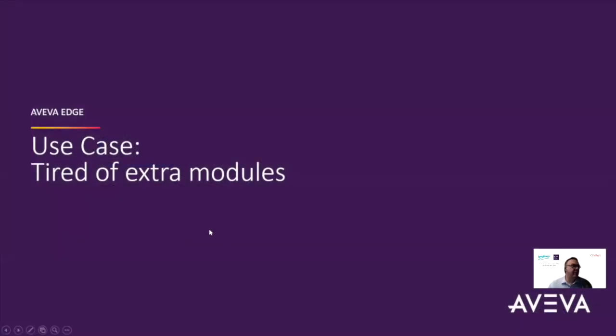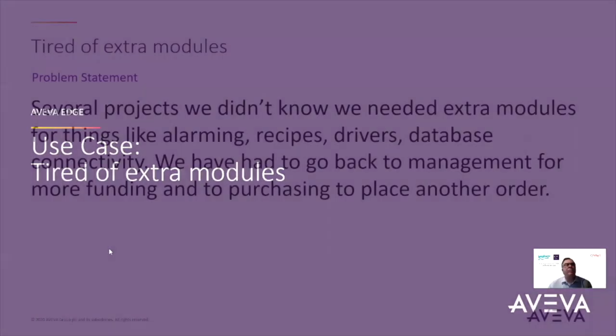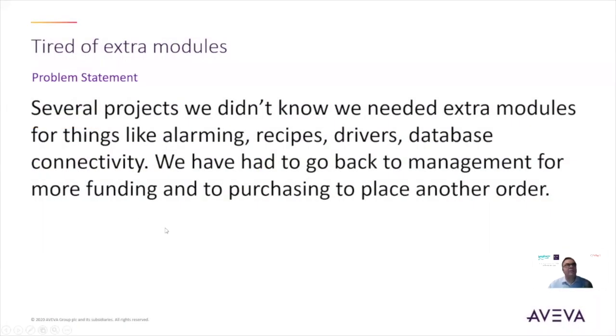So the next use case that we want to talk about is "I'm tired of extra modules." We've had several projects where we just didn't know, and I'm taking on the voice of the customer here, if that wasn't obvious, that we needed extra modules. We missed it. We didn't order the right things for things like alarming or recipes or drivers or database connectivity or reporting. We've had to go back to management for more funding, more money, and then we had to go to purchasing to place another order and then wait for things to be delivered or licenses to get upgraded.